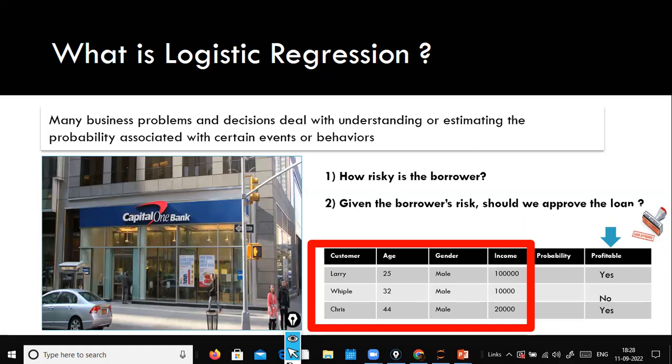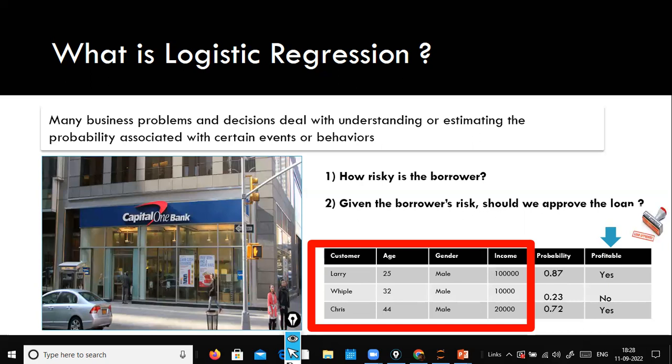Now the question is, okay, Larry and Chris are profitable customers. But still, the next question that comes to our mind is, this customer is profitable, but what is the probability that the predicted label is going to be yes? Next question is, can you please quantify? Is there any way you can quantify this? That is where probabilities come into the picture.